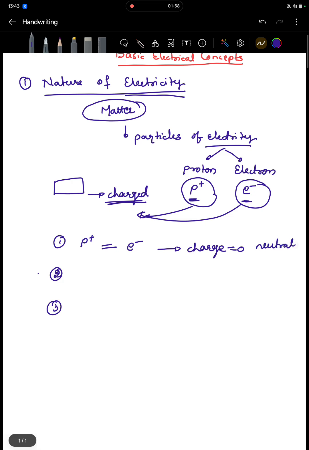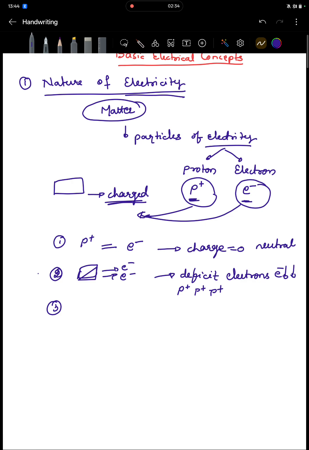For example, if I consider paper, it is not electrically charged, so it is called neutral in nature. If from a neutral body some electrons are removed, there will be a deficit of electrons. When there is a deficit of electrons, automatically the proton number is greater, because we extracted electrons from the body. So this body is called a positively charged body.